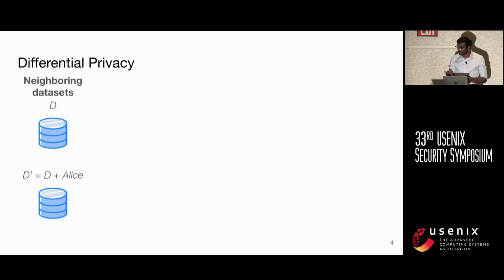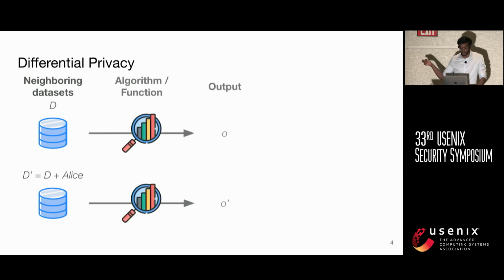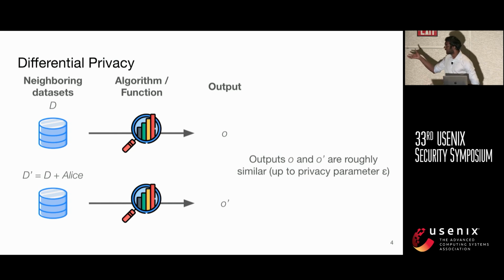This is where differential privacy comes in. Differential privacy is a standard framework for achieving privacy. We assume in differential privacy that there are two neighboring data sets, one with the record of Alice and one without. The algorithm is run on both of these data sets to generate different outputs. The idea of differential privacy is that if the algorithm can be shown to satisfy DP, then the outputs with and without Alice are going to be very similar to each other. And therefore, an adversary cannot really tell whether Alice was part of the data set or not.